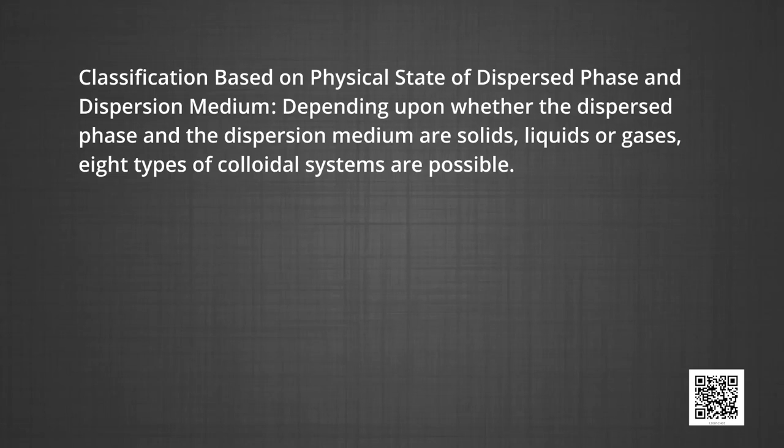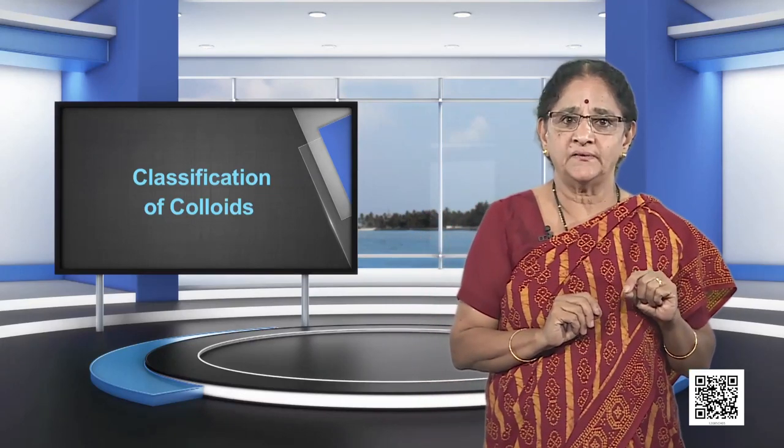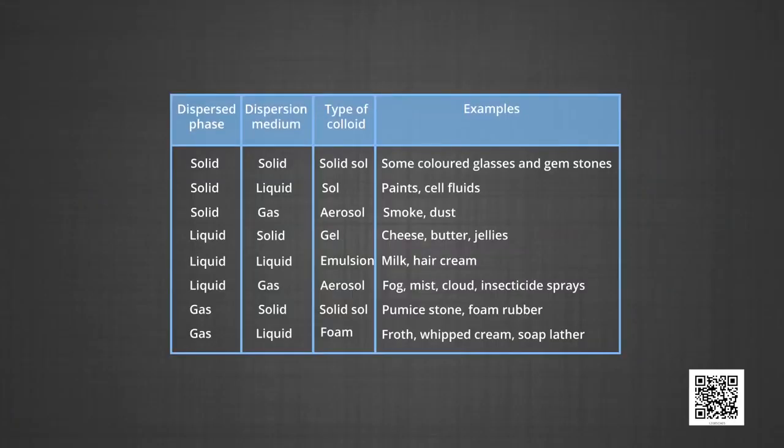Number 1, classification based on physical state of dispersed phase and dispersion medium, depending upon whether the dispersed phase and the dispersion medium are solids, liquids or gases. Depending upon that, 8 types of colloidal systems are possible. A gas mixed with another gas forms a homogeneous mixture and hence is not a colloidal system. The examples of the various types of colloids along with the typical names are listed in the table.